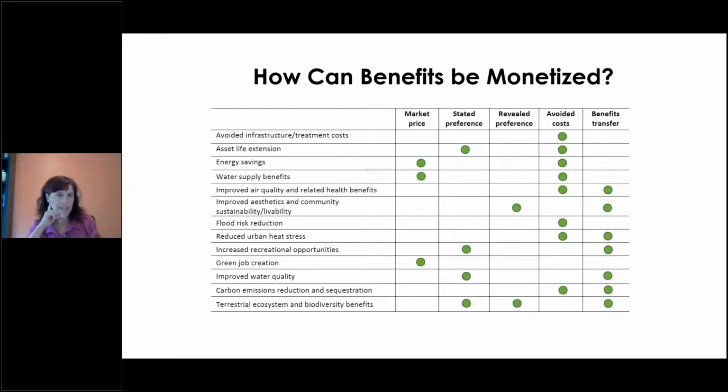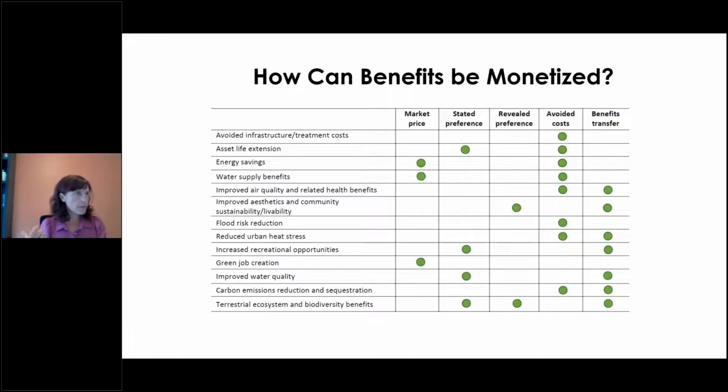So how do we monetize benefits? What you're looking at on the screen here is a snapshot from a tool that my colleagues and I developed last year for the Water Research Foundation. What the tool does is help practitioners, like probably many of you, to quantify and monetize the multiple benefits of green infrastructure alternatives. On the left-hand side, you see the list of benefits included in the tool. And at the top, if you follow across the right, you see the different valuation methods that are used in the tool to assign values to these different benefits.